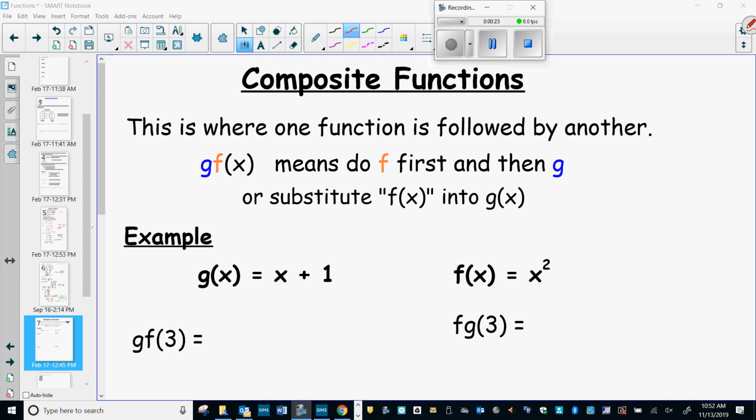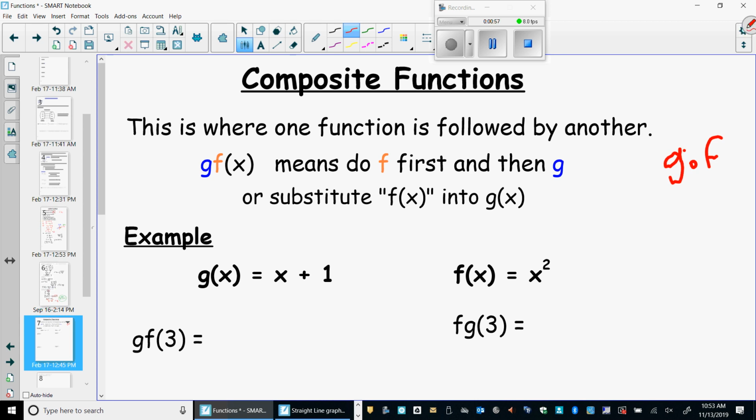I don't think in GCSE they have the circle in it, but just in case, if you ever see G circle F, it means the same thing. Okay? Right, so now the order that these letters are written in is important. So if we see GF, what that means is that you're going to deal with function F first of all. And the reason is because that's the closest thing to the letter X.